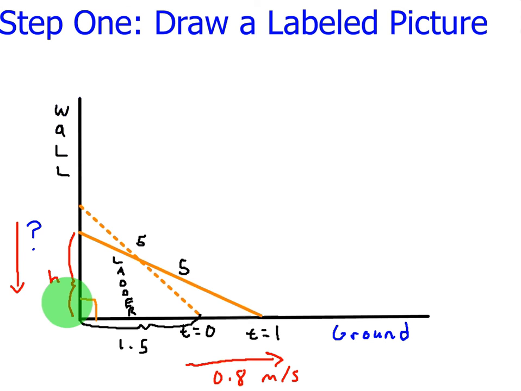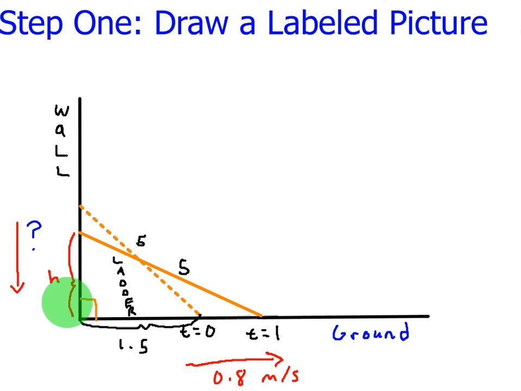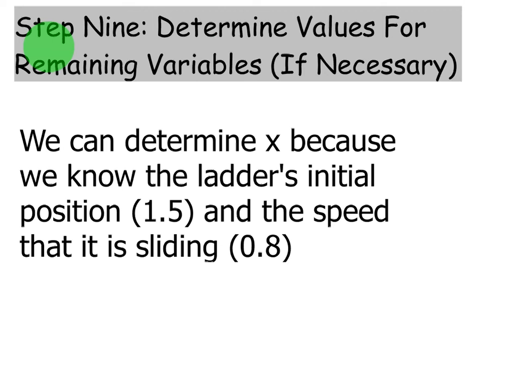So for example 2, we had the ladder sliding down the wall. If you remember from step 8, we have 2x times 0.8 plus 2h dH/dt equals 0. In this case, you can see there are 3 variables here. So we need to find x and h before we can figure out dH/dt, which is how fast the top of the ladder is sliding down the wall towards the ground. So we will be implementing step 9. We can determine x because we know the ladder's initial position, 1.5 meters from the wall, and the speed that it is sliding, 0.8.